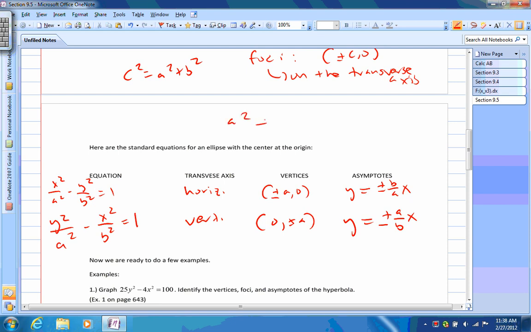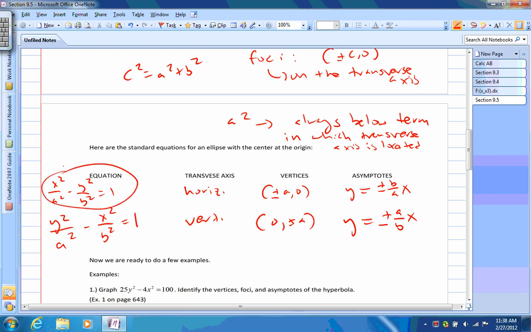A squared is always below the term where the transverse axis is located. So in this case, because we have a horizontal transverse axis, a squared is below x squared. In this case, if we have a vertical transverse axis, a squared is below y squared. So it's always going to be with the fraction that's positive.